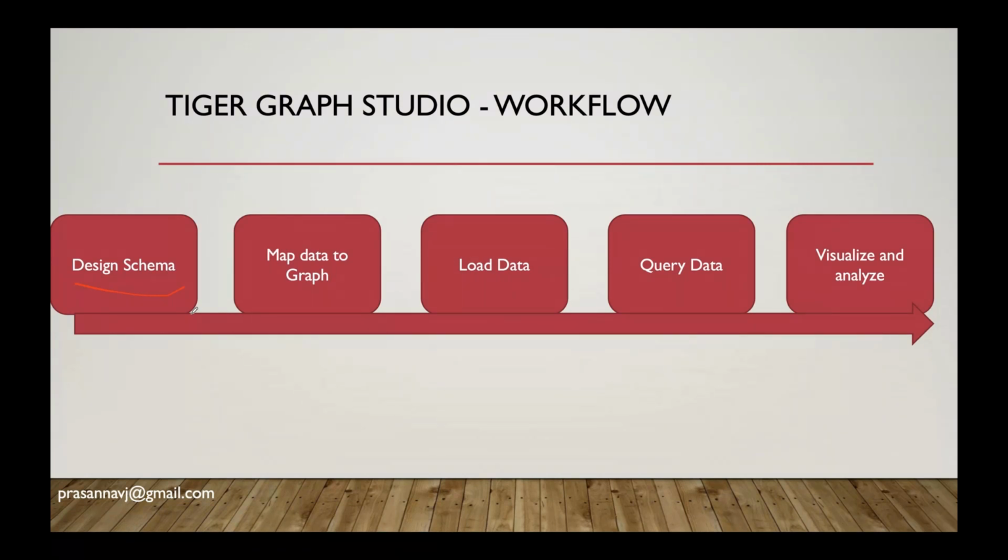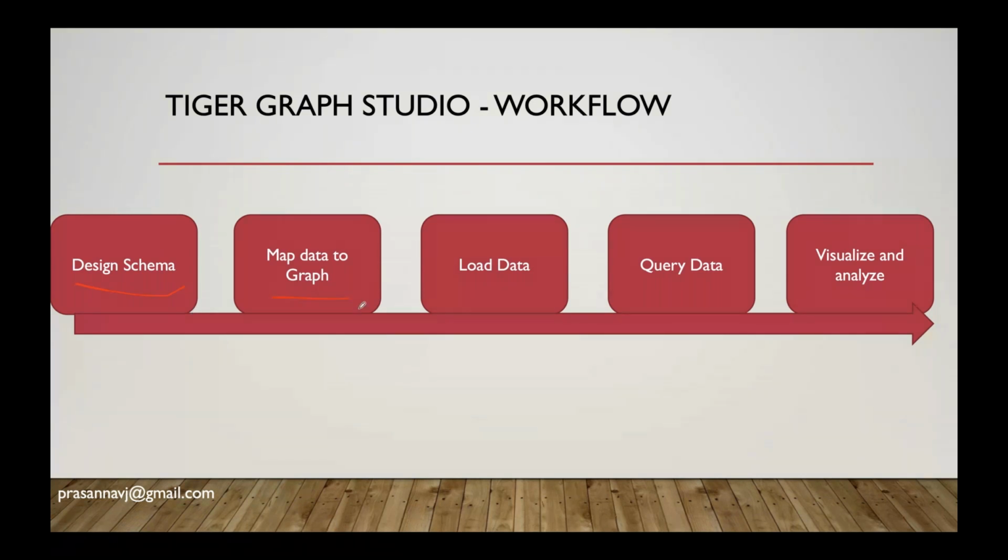So as part of your schema, you will mention all the different dots, all the different vertices you want, all the different edges that you want between these vertices, and all the different features that you want to have for these nodes and vertices. That is what you will do in the define schema step. And the next step is you will map the data to the graph.